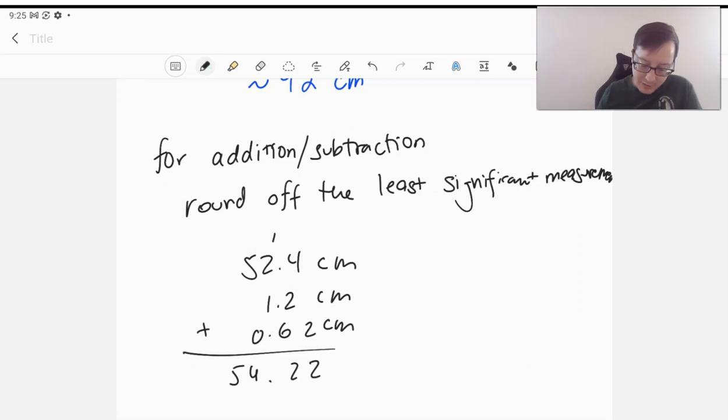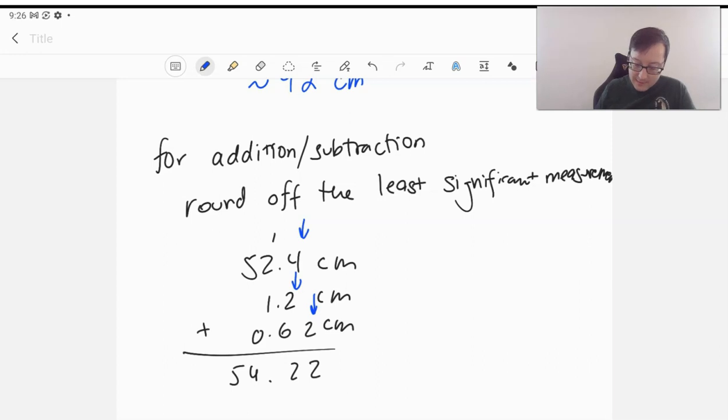But we need to round to our least significant measurement, which means the one with the fewest decimal points, or the one that just ends kind of on the left. So the last significant digit in the first number is that 4. The last significant digit here is the 2. And then for the last number, it's also a 2. We need to round to our least significant spot. So both the 52.4 and 1.2 have their least significant digit in the tenths place, 1 decimal point.